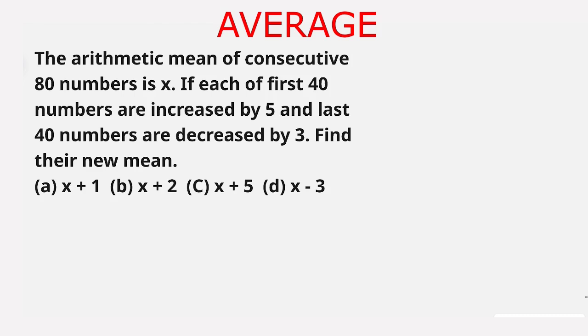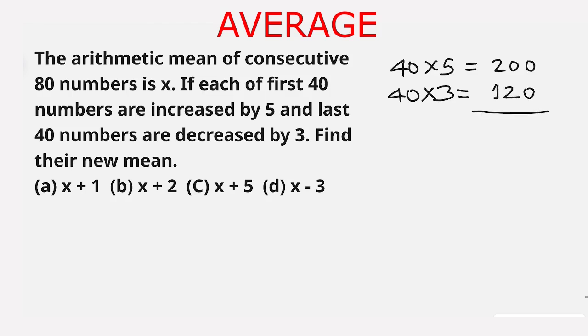It is given that each of first 40 numbers are increased by 5. So total increase will be 40 multiplied by 5 equal to 200. And last 40 numbers are decreased by 3. So total decrease is 40 multiplied by 3 equal to 120. So the difference of these two is 80. And this is the total increase in the sum of all consecutive numbers.